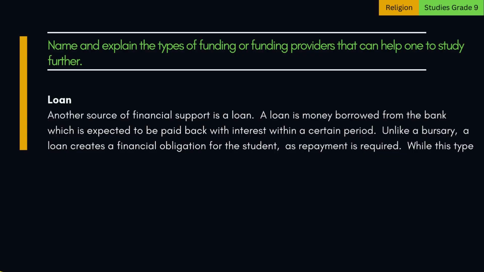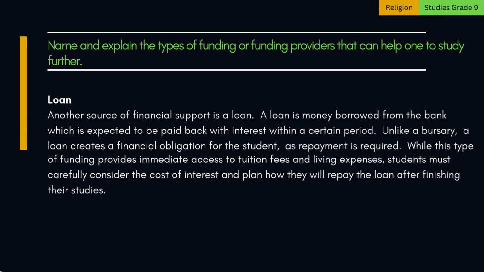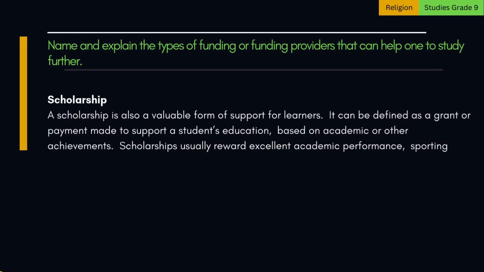2. Loan. Another source of financial support is a loan. A loan is money borrowed from the bank, which is expected to be paid back with interest within a certain period. Unlike a bursary, a loan creates a financial obligation for the student, as repayment is required. While this type of funding provides immediate access to tuition fees and living expenses, students must carefully consider the cost of interest and plan how they will repay the loan after finishing their studies. 3.